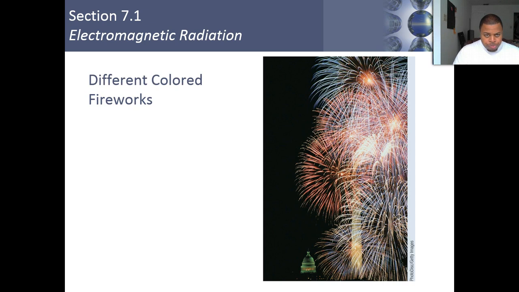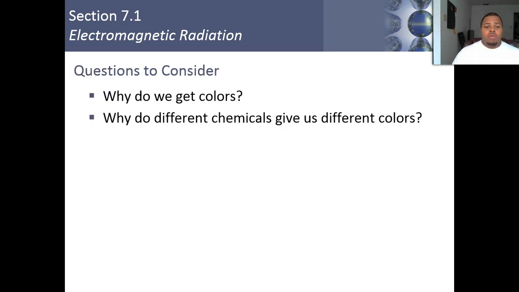Now, every 4th of July, we go out and observe fireworks, and we see the blues and the reds and the yellows and say, this is so great. But what actually causes those colors that we see? We have to consider a couple of things. One, why do we get colors? And two, why do different chemicals give us different colors? Each of those different fireworks has a different metal or a different compound in it. Based on that compound and the metal that's there, we get a different color.